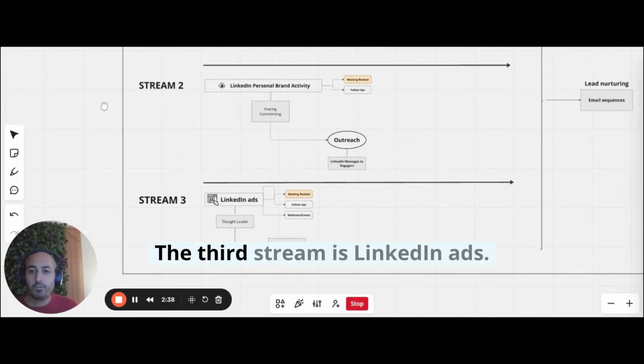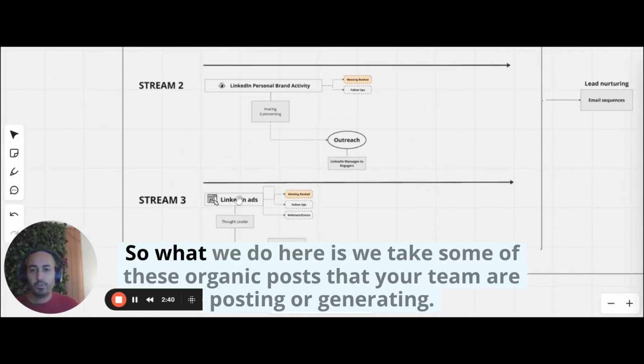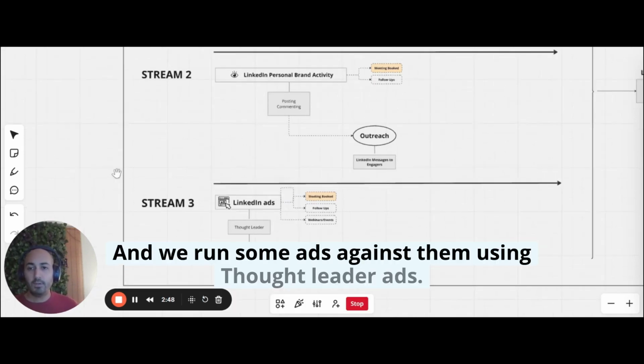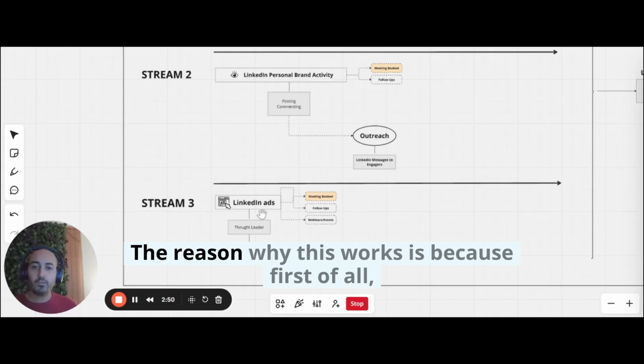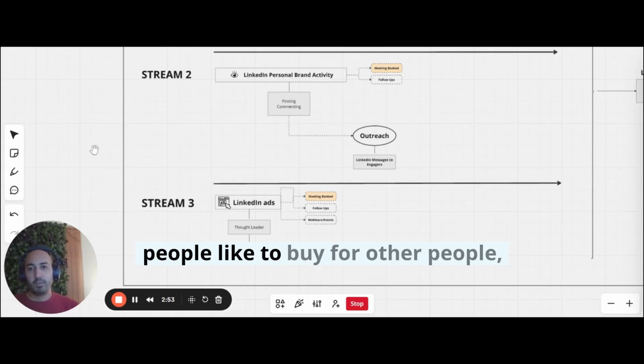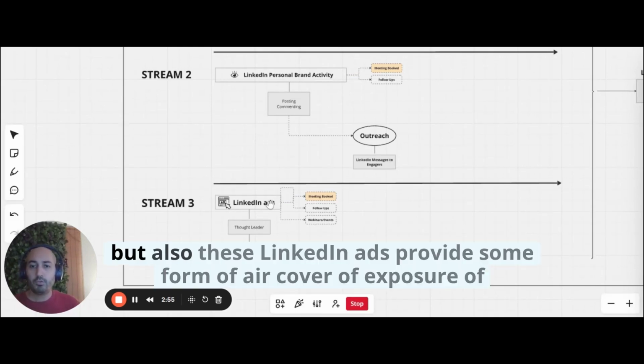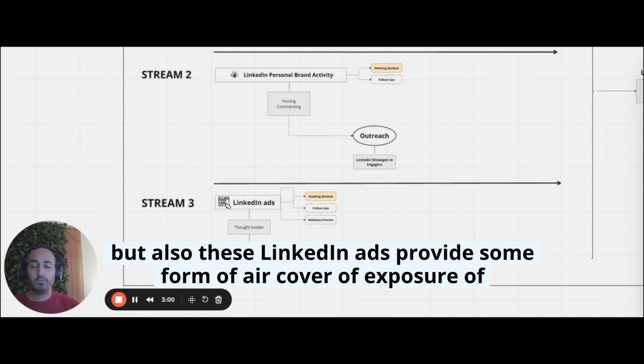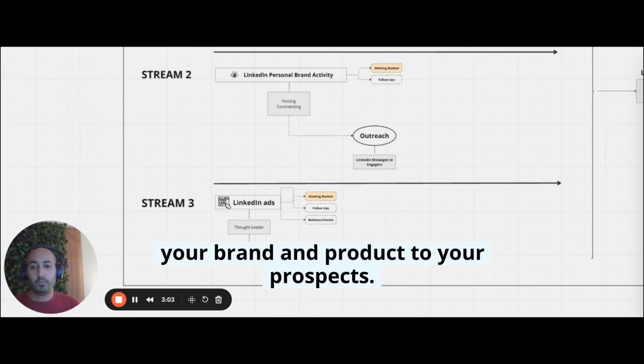Okay, the third stream is LinkedIn ads. So what we do here is we take some of these organic posts that your team are posting or generating, and we run some ads against them using thought leader ads. The reason why this works is because, first of all, people like to buy from other people, not from companies, but also these LinkedIn ads provide some form of air cover of exposure of your brand and product to your prospects. Okay, so this is ongoing.